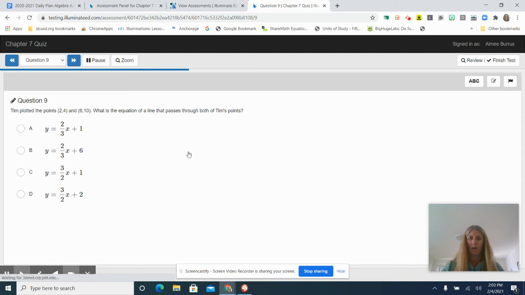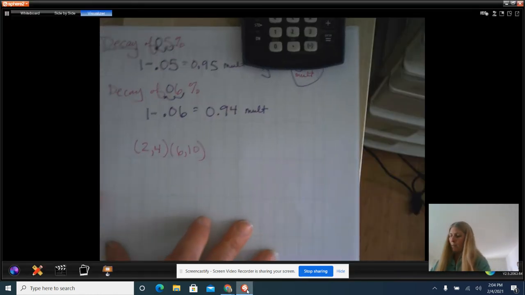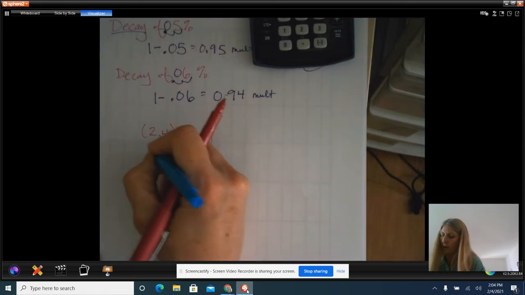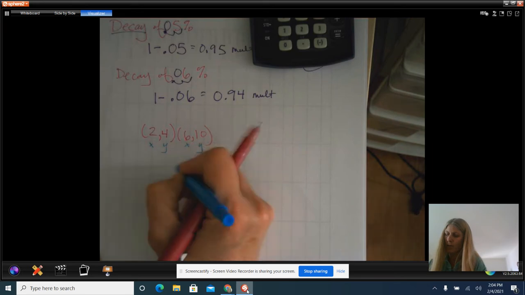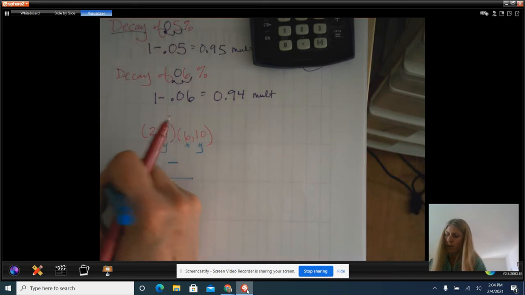And then the next question was number 9. And this was find the equation of a line given 2 points. So we have the points (2, 4) and (6, 10). And we have to be careful because later on we're going to do one that isn't a line but is exponential. So the first thing that we're going to do is we're going to find the slope. And that, of course, is our change in y's over our change in x's.